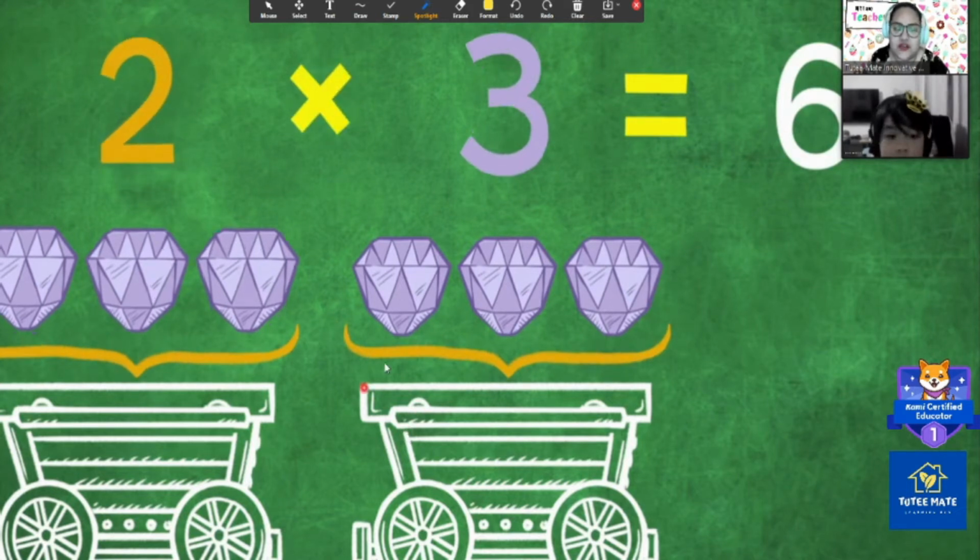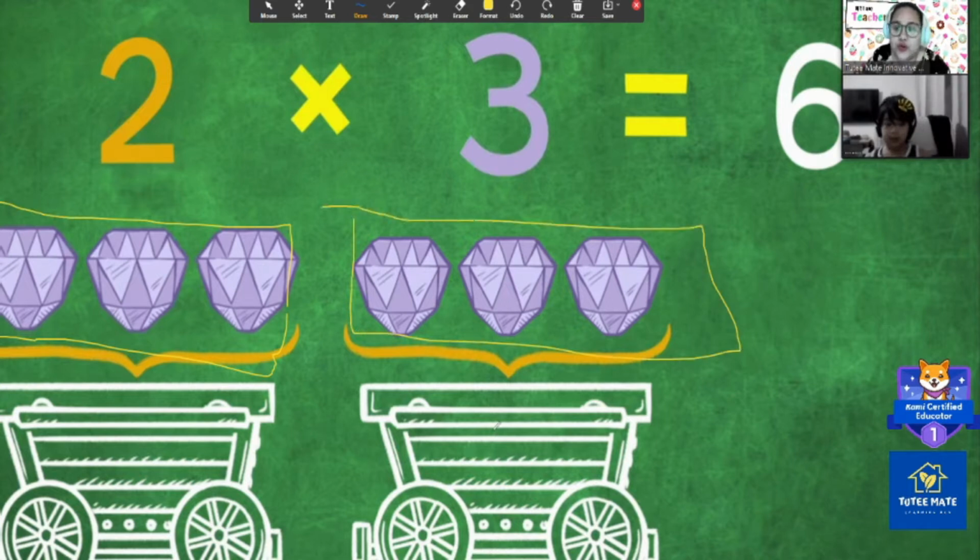2 times 3. Okay, the first one is 2. It means the number of groups. There is one first group and the second group. In each group, this is group 1 and this is group 2. In each group, there are 3. 1, 2, 3. 1, 2, 3. Now, if you're going to give the total, then the total is 6. This is also called a row. So this is one row. Second row.